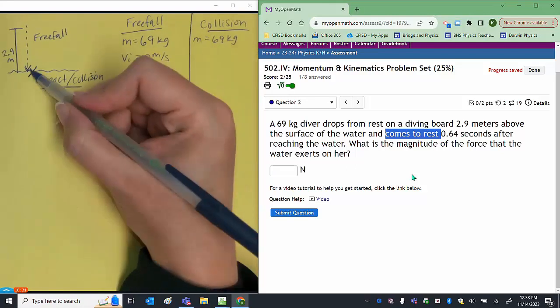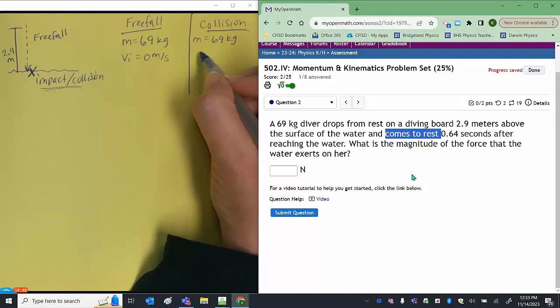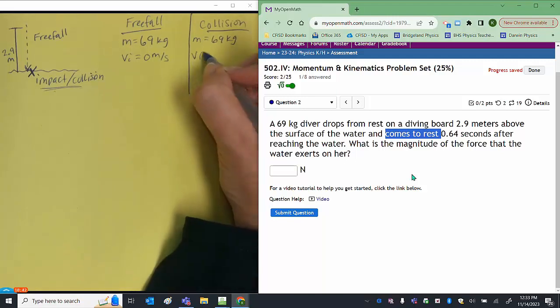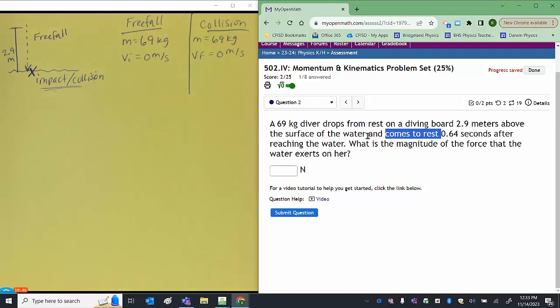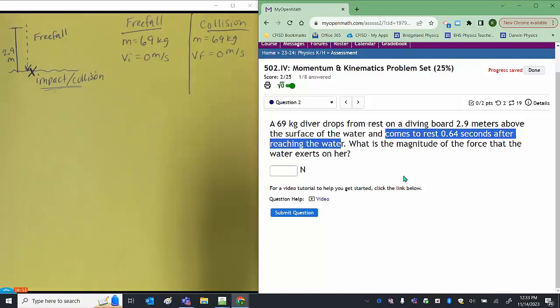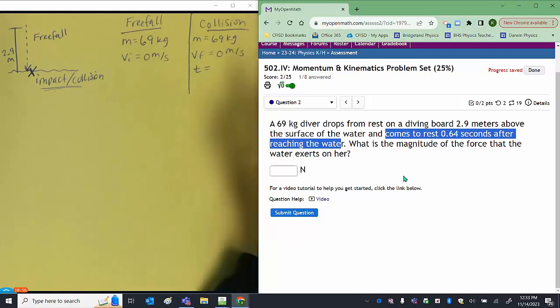I'm moving. After you fall, you're moving. Right before she hits the water, depending on how far she fell, she might be moving pretty fast. Okay, so my initial velocity here is not 0, but my final velocity here is. And I know that because that's what it says. It comes to rest 0.64 seconds after reaching the water, which is the next thing. That 0.64 seconds, that's the time of the collision.